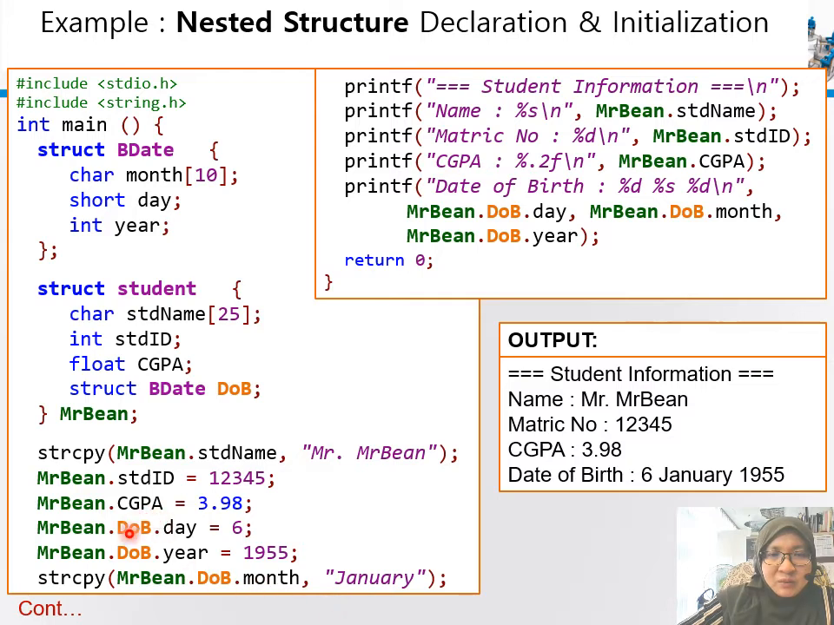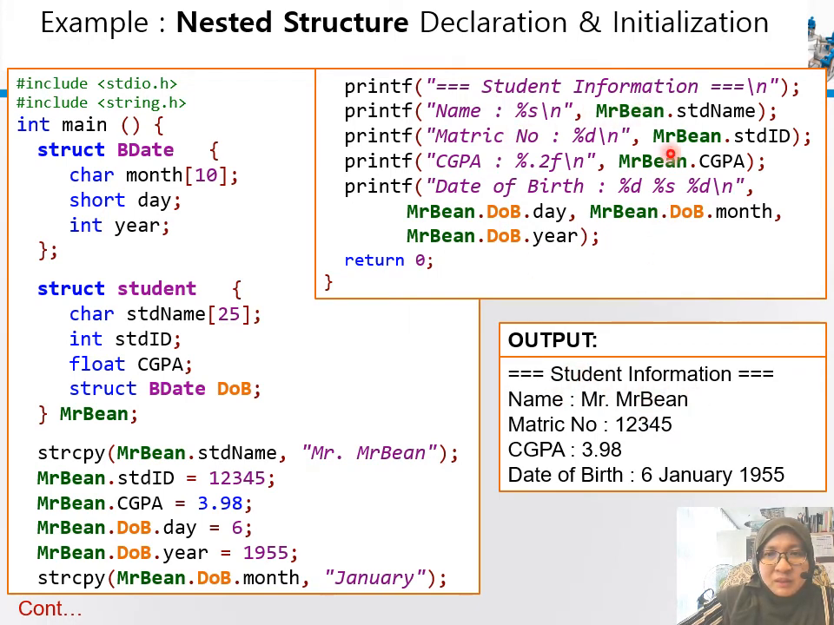So this is how you declare it. Remember, look at this color here, the orange color. These DOB are taken from these three members of structure bdate. So this is how you print them. The difference will be this part. You have Mr. Bean.dob. So these are nested. This is the nested structure, the DOB, and it will print the student info.